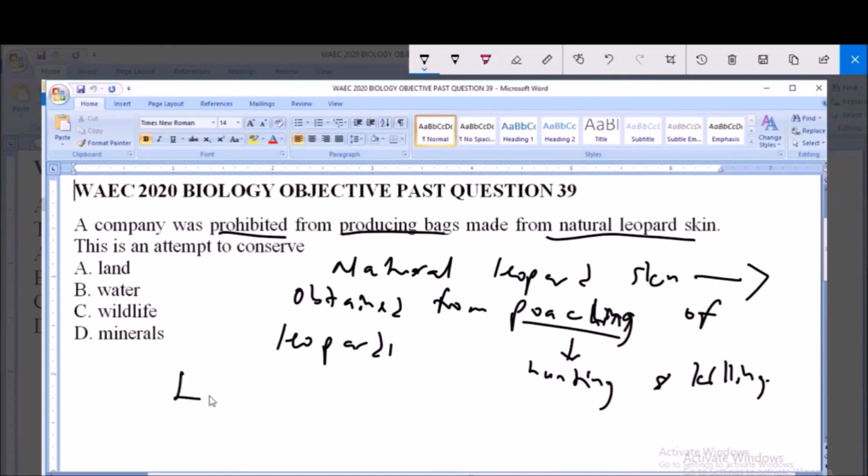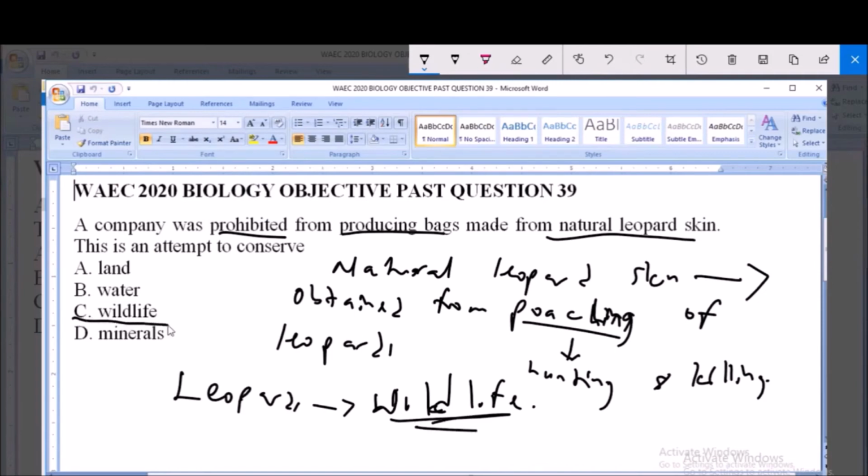Now, leopards are considered part of wildlife. So this entire prohibition of this company from making these bags will help to conserve the life of leopards, which is part of wildlife. So option C, wildlife, is the correct answer to this question.